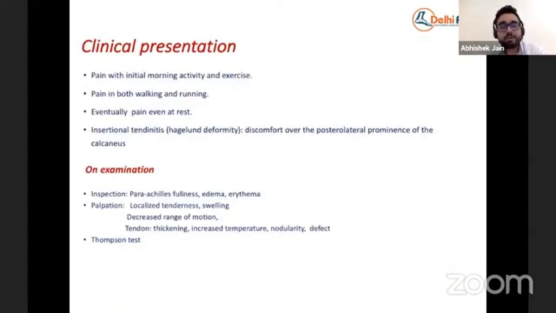How do these patients present? Initially, they complain of pain in the early morning, when they do activities and exercise. Then the pain starts in normal walking and running. Then pain ultimately comes even at rest.